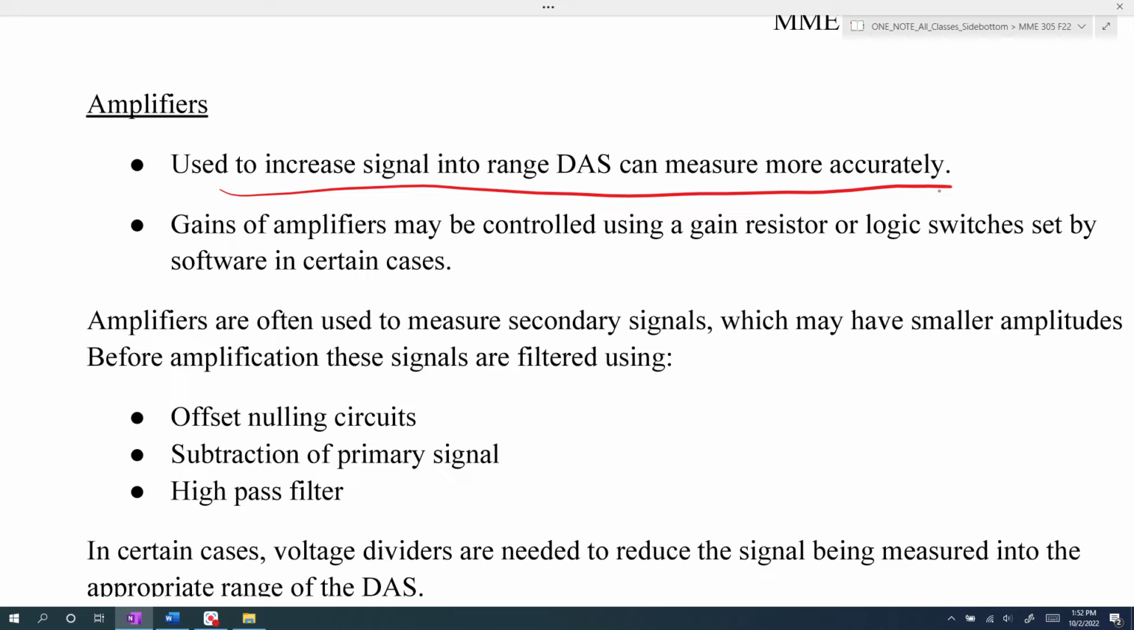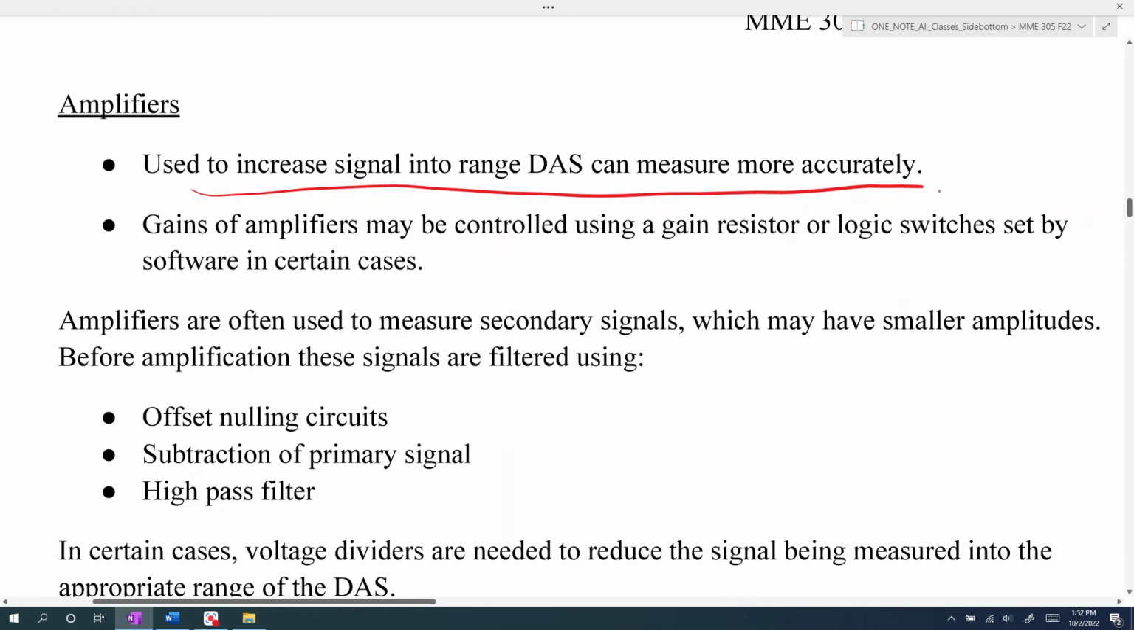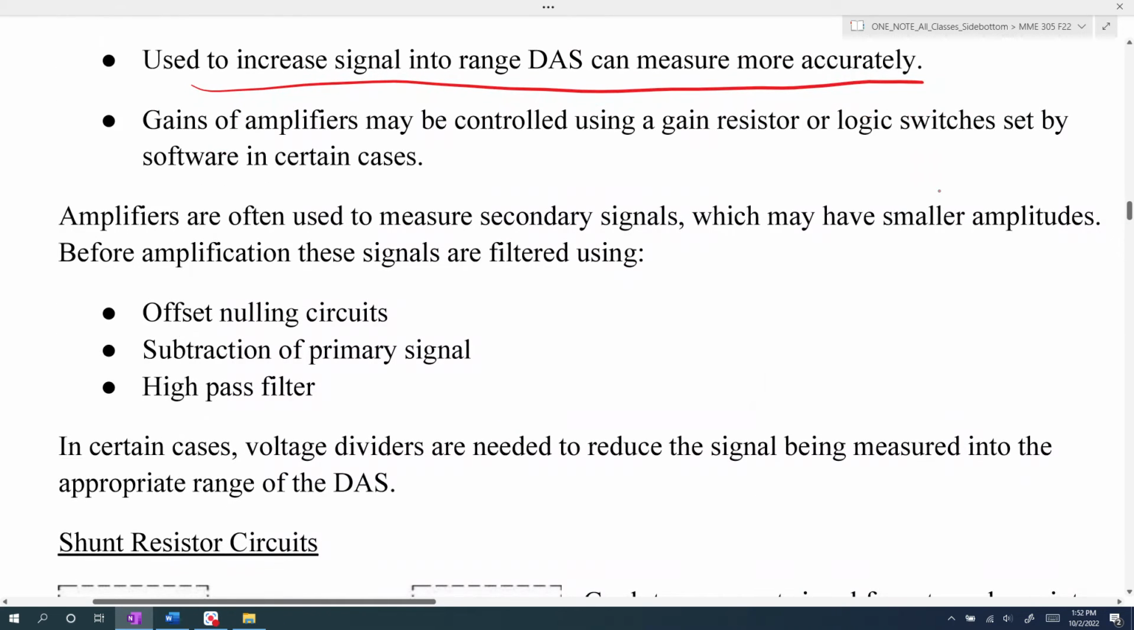Typically, you can use amplifiers for very small signals, sometimes even secondary signals. Sometimes, in order to take those high frequency signals, they might have smaller amplitudes. A lot of times we can improve those signals by using some offsets. We can subtract the primary signal using a differential op amp, or we can use a high pass filter.